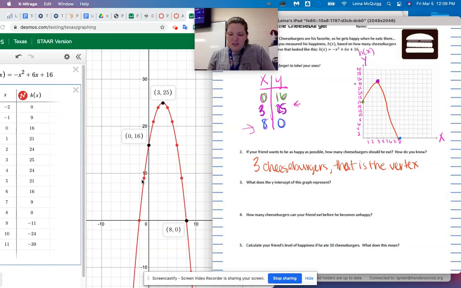Okay. So number 3, what does the y-intercept of this graph represent? Okay, so the y-intercept is right here. So he's had 0 hamburgers at that point, and his happiness is at 16. So he is starting at a happiness of 16. That's what that means.